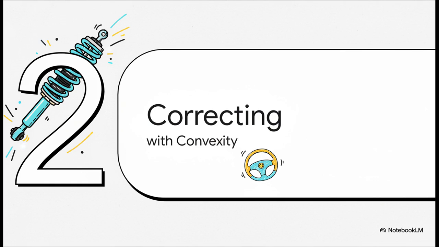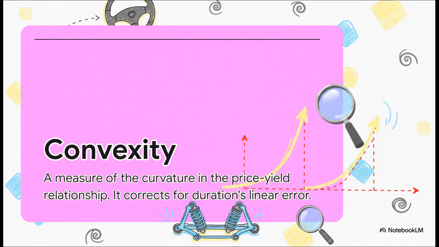All right, so we've got our steering wheel, we understand duration, but there's a pretty big problem. Duration gives us a straight line estimate. The reality is, the relationship between a bond's price and its yield isn't a straight line at all. It's a curve, and when you get big swings in interest rates, relying on just the steering wheel, well, it's not going to be accurate enough. We need something to correct for that error. And that correction, my friends, is called convexity.